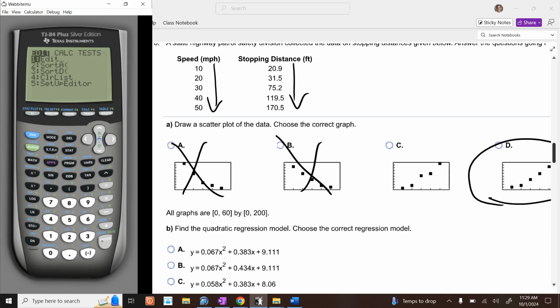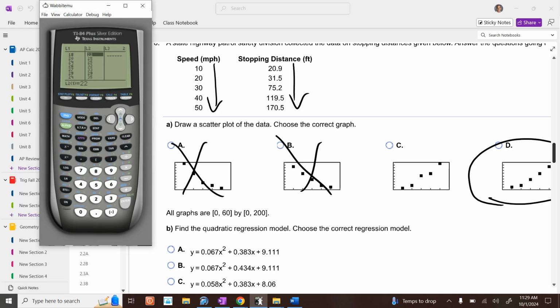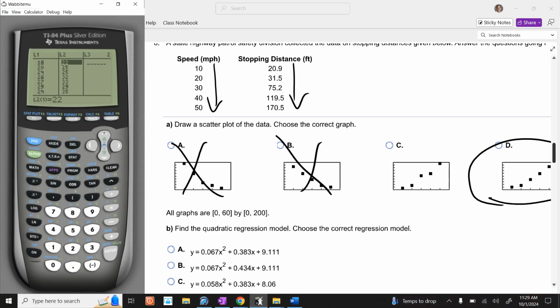Stat. Edit. Go up. Do not push delete. Up. Clear. Down. Over. Up. Clear. Down. If you push delete, you'll delete one of your lists, and then we'll have to reset your calculator to regain your list again. So don't do that. All right. So in the X list, we're going to enter 10, 20, 30, 40, and 50.